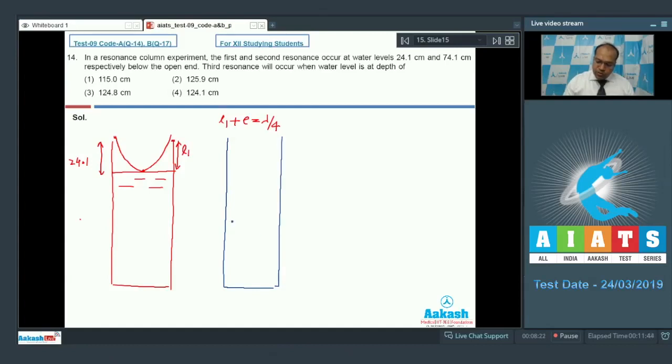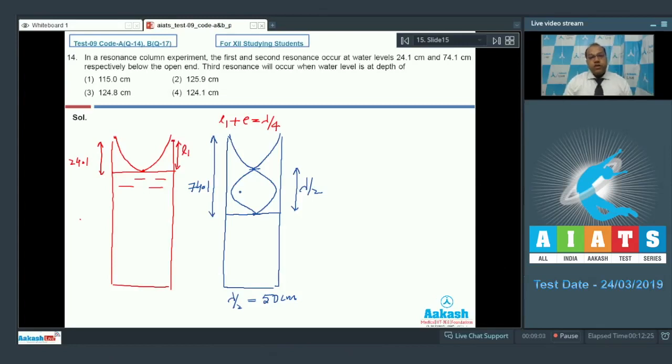The water level comes to this position. So in that case we can say that the arrangement is something like this. So this is lambda by 2, and it is given that this separation in this case is 74.1 centimeter. So we can say that the value of lambda by 2 from here is equal to 50 centimeter if I subtract 74.1 from 24.1.